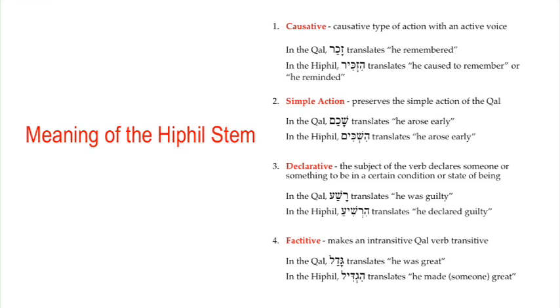And the fourth option is factitive. When a Hiphil verb indicates the factitive nuance, like the Piel stem, it makes an intransitive Qal verb into a transitive verb. That is, a verb that can't take a direct object into a verb that does take a direct object. Look at the example. In the Qal, the verb gadal translates he was great. In the Hiphil, higdil, the translation is he made someone great. So now you have a verb that once couldn't take a direct object, but now it can take a direct object. The intransitive has become transitive.